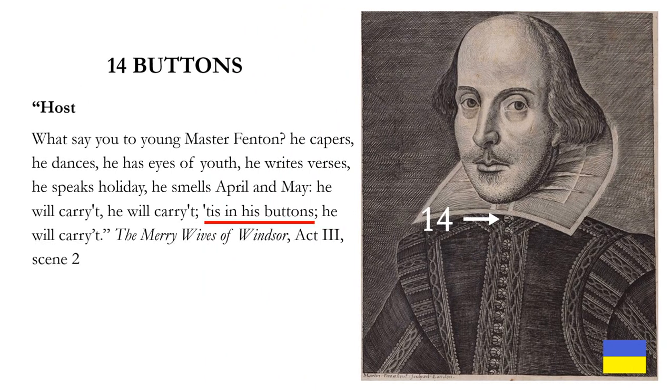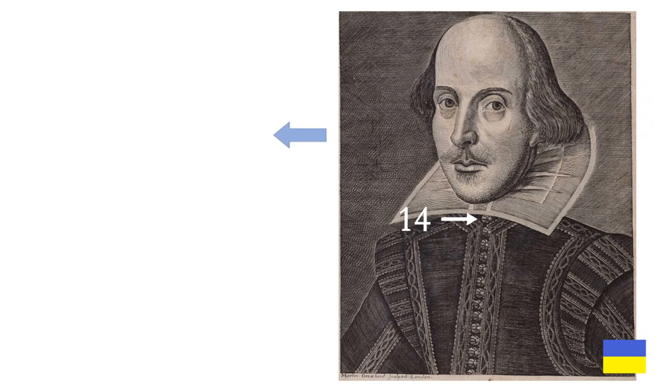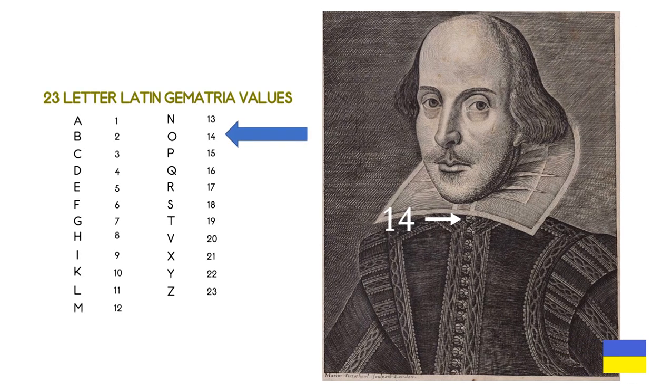In Act 3, Scene 2, the Host says, "What say you to young Master Fenton? He capers, he dances, he has eyes of youth. He writes verses, he speaks holiday, he smells April and May. He will carry it, 'tis in his buttons, he will carry it." I believe "'tis in his buttons" is a clue that the number of buttons is important. The gematria value of 14 is the letter O.